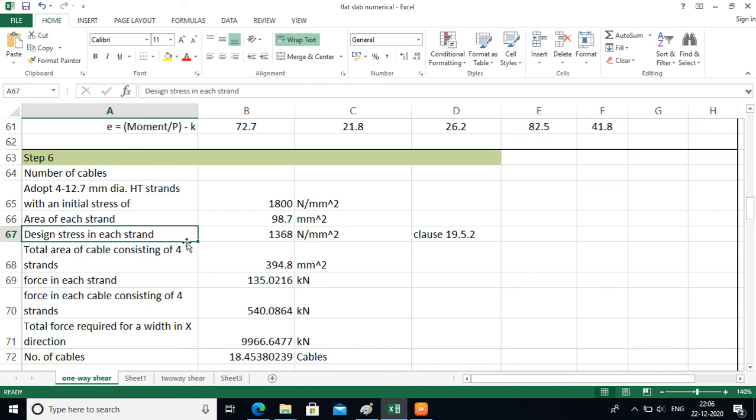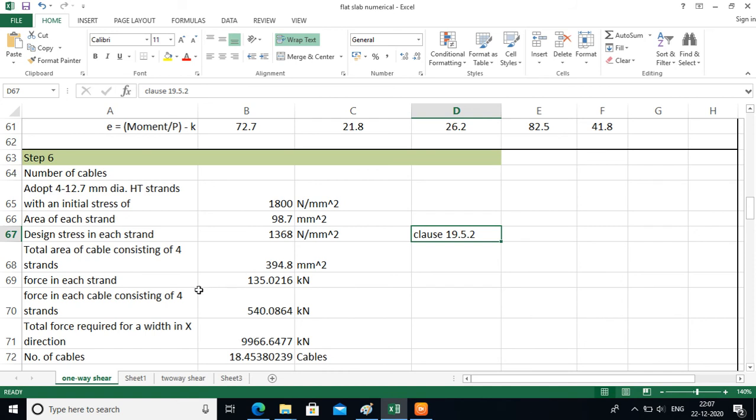Then the design stress in each strand is 1368 MPa. Now how do we get that design stress? Initially we selected the capacity as 1800 MPa, but the design stress we are going to consider as 0.76, that is 76% of its total capacity, which is given in clause 19.5.2.